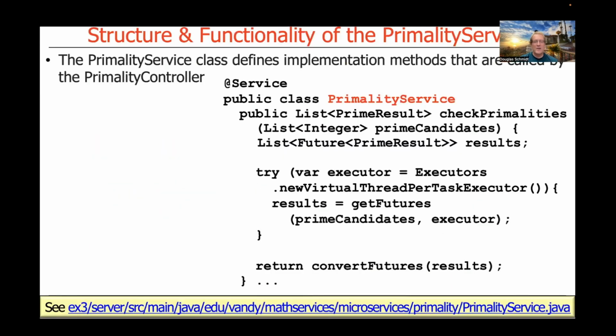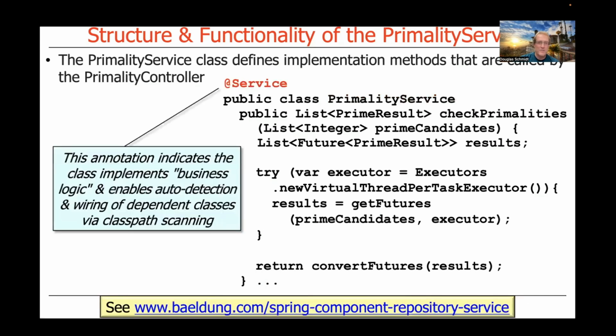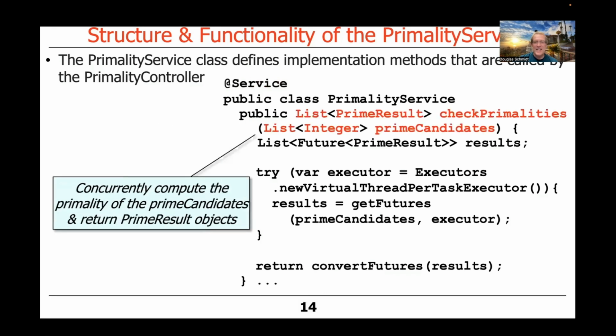Let's take a look at the implementation of the Primality service itself. This, of course, is what defines the method or methods that do the work. And you can see here that we define this as a service so that we can have Spring do auto detection and wiring of various parts using dependency injection, using so-called class path scanning. And here we have the check primalities method, which you see at this point no longer has any annotations in it. It's just good old Java code.